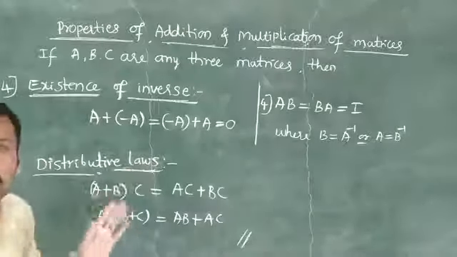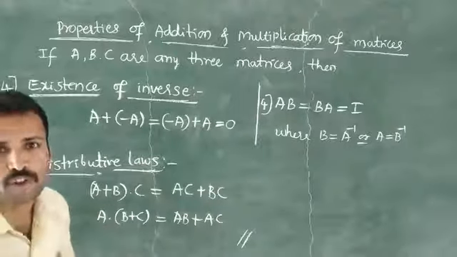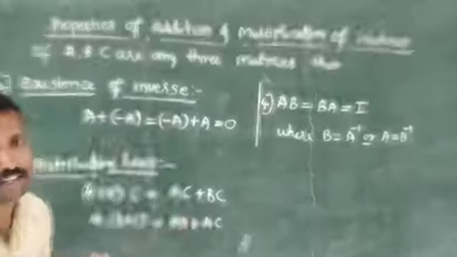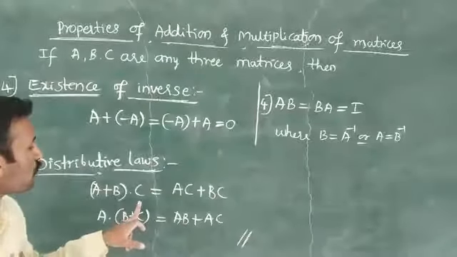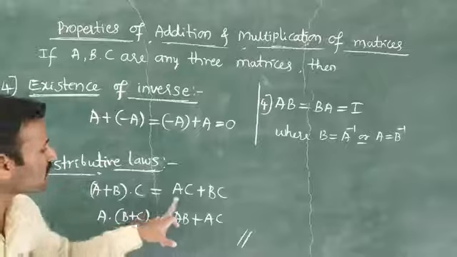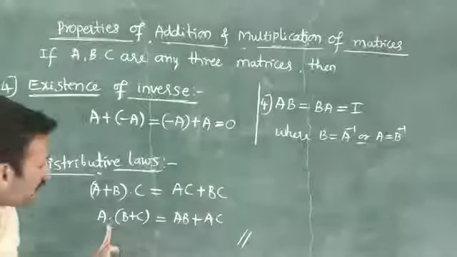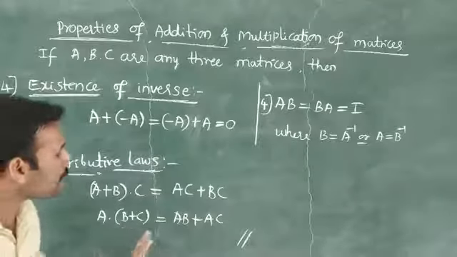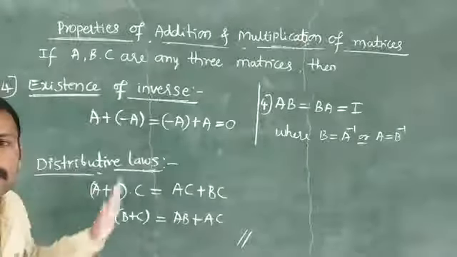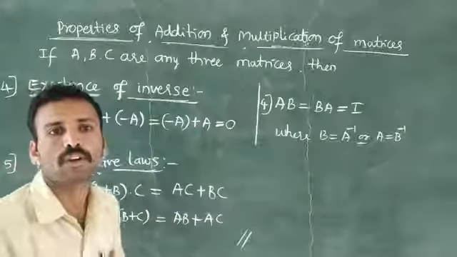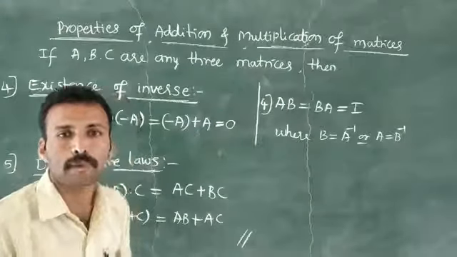According to addition and multiplication, some distributive laws are in your syllabus. There are two distributive laws, the left distributive law and the right distributive law. The right distributive law is that A plus B into C is AC plus BC. The left distributive law says that A into B plus C is AB plus AC. These elementary properties are important for your examination. Please remember this.